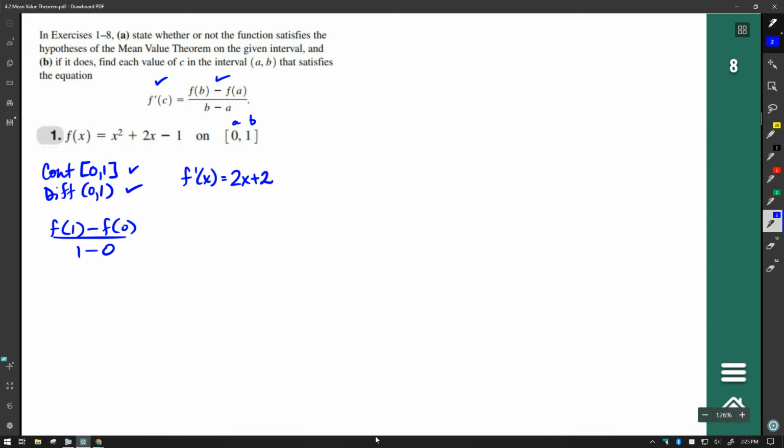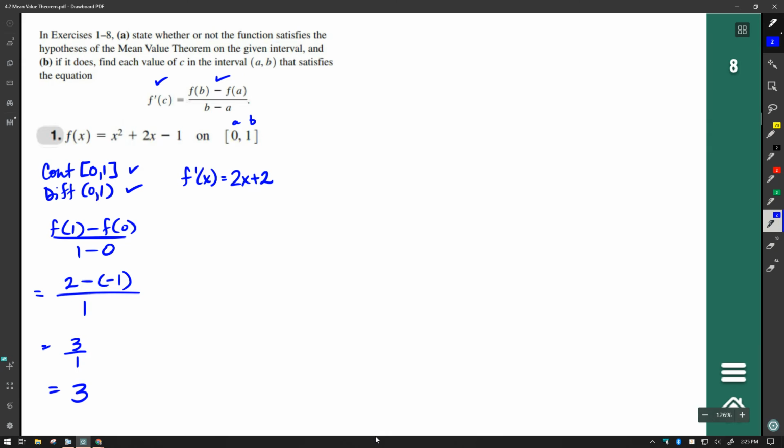Here's A, here's B. So let's see, f of 1. I plug in a 1, I get 1 squared plus 2 times 1, so that's 3. 3 minus 1 is 2, so we have 2 minus. Plug in a 0 to this function, we get 0 plus 0 minus 1, so that's a negative 1. And then on bottom, we have a 1. So this becomes 2 plus 1, which is 3. 3 over 1 is 3.